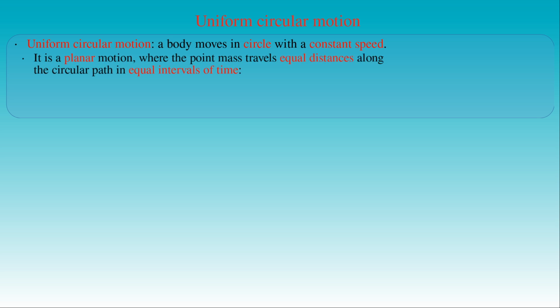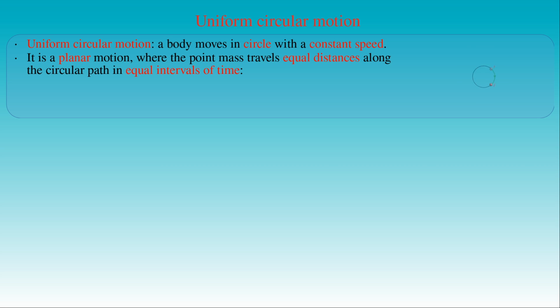Uniform circular motion is one of the basic motions in nature. Uniform circular motion can be described as the motion of a body traveling in a circle with a constant speed. It is a planar motion, where the body, regarded as a point mass, travels equal distances along its circular path in equal intervals of time.